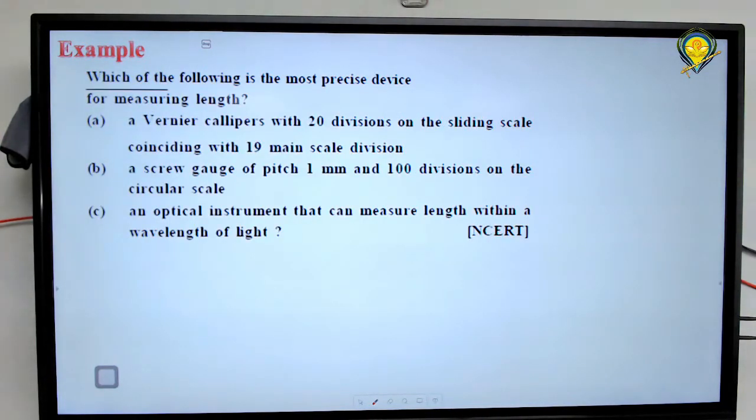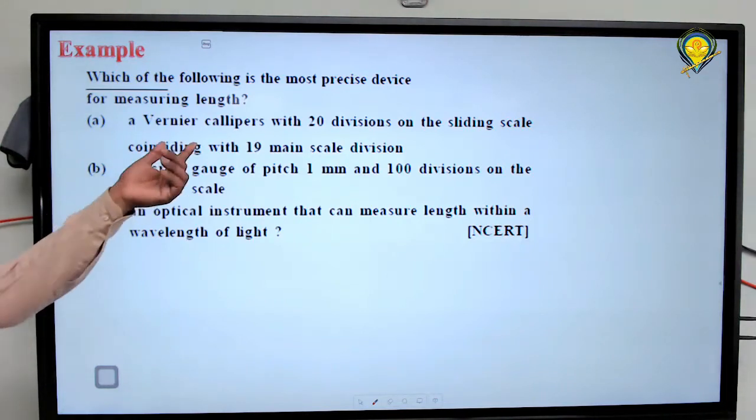So which one is the more precise division? More precise means more accurate. More accurate means that is based on the number of decimal points, number of digits after decimal points. If number of digits after decimal points are more, then that is more accurate or more precise.